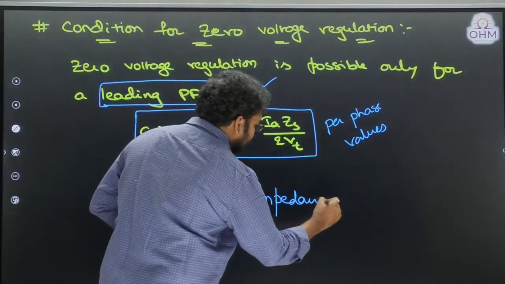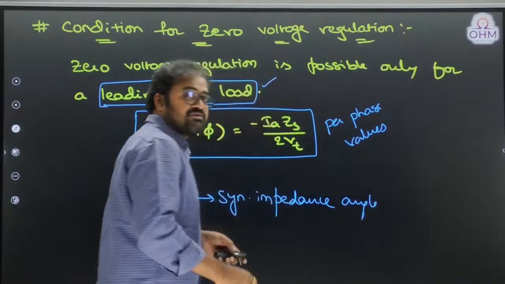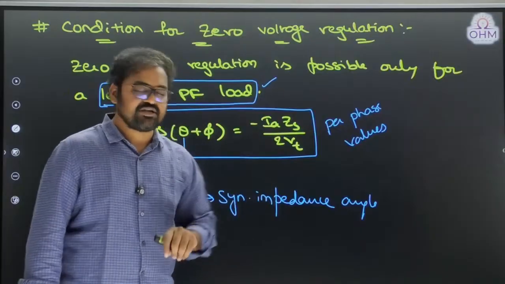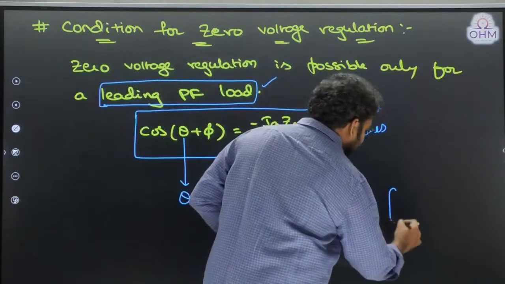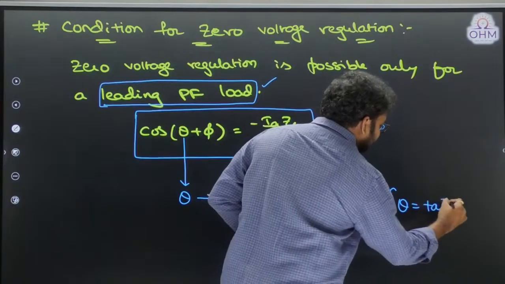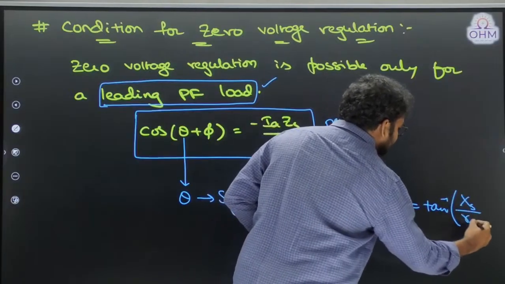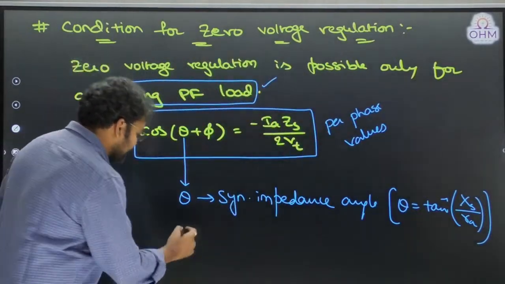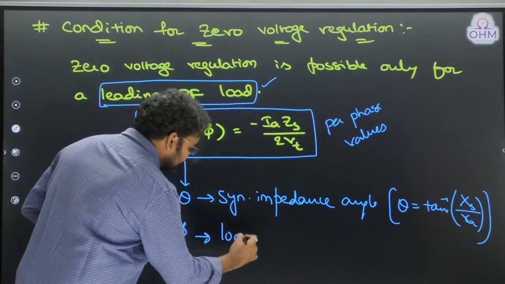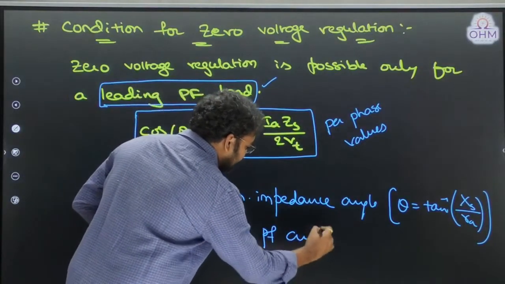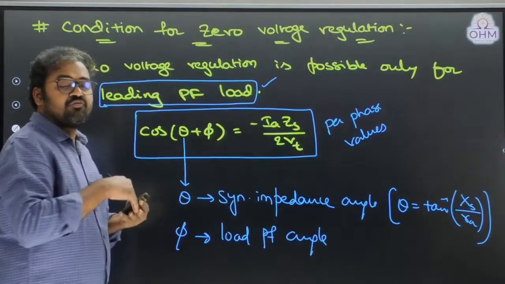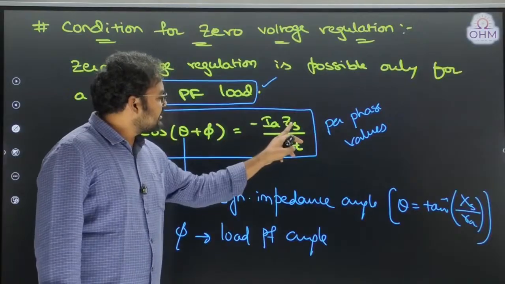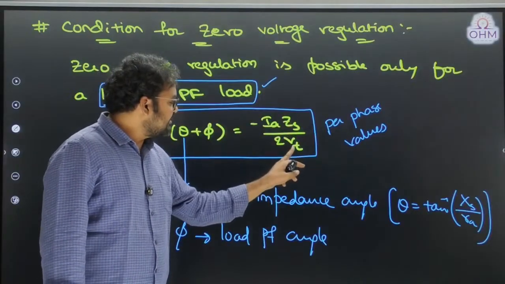Synchronous impedance angle. Understand? In the equivalent circuit we have two parameters, armature resistance and synchronous reactance. So the synchronous impedance angle theta can be written as tan inverse of the imaginary part Xs by the real part Ra. Understand? That is the synchronous impedance angle. And this phi represents the load power factor angle. In fact, this is the angle at which voltage regulation will be equal to 0. And Ia is armature current, Zs is synchronous impedance, Vt is terminal voltage.